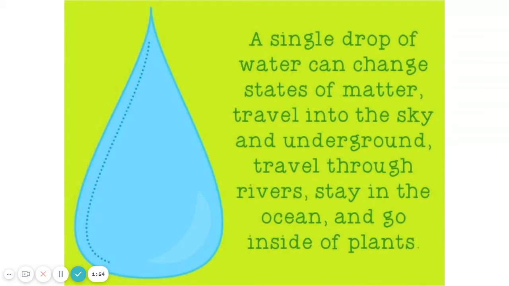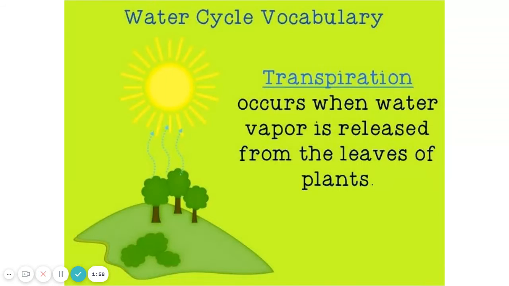So let's talk about some important vocabulary we're going to need this week. Transpiration. Transpiration is when water vapor is released from the leaves of plants. And water vapor is what happens when liquid water gets heated. Think about boiling water on the stove. You can see that water vapor when it might stick to the microwave when you're boiling water on the stove. So water vapor is being released from the leaves of the plants because it's being heated by the sun.